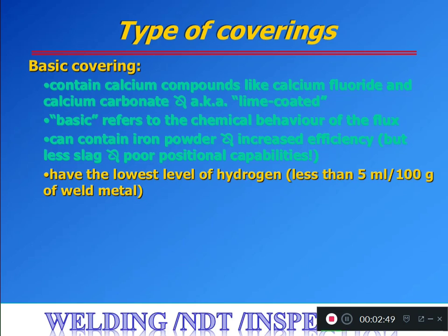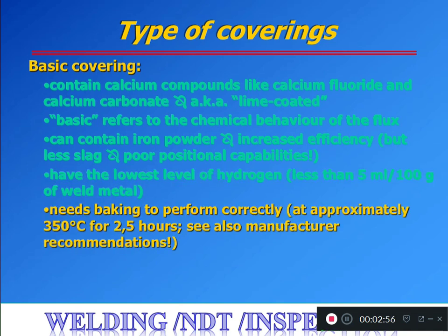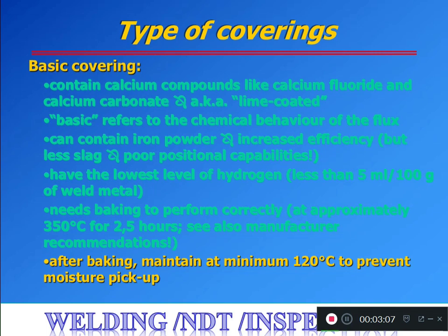It has the lowest level of hydrogen for this basic covering, 5 ml per 100 gram of weld metal. Needs baking in an oven at a temperature of 350 degrees centigrade for 2 to 5 hours. Also you need to always see the manufacturer recommendation. After the baking, maintain a temperature of 120 degrees centigrade to prevent moisture pickup. So this is very important. For this baked covering electrode, you have to maintain the holding temperature when you are doing the welding.